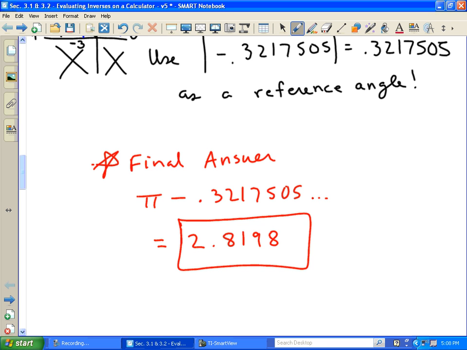Final answer. Okay. On there, do be careful. This particular concept, I realize, is a little bit confusing. If you'd like to use my particular method, feel free to do so. If you would like to look at a different method, you can look in the text and it shows you a different method. Okay, this concludes my lesson on evaluating inverses on the calculator.